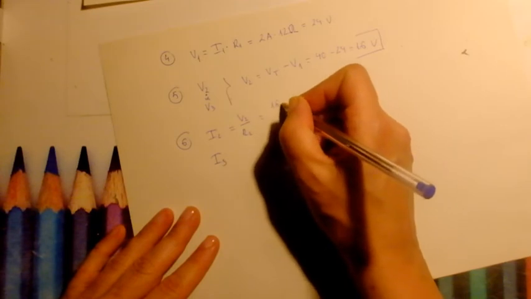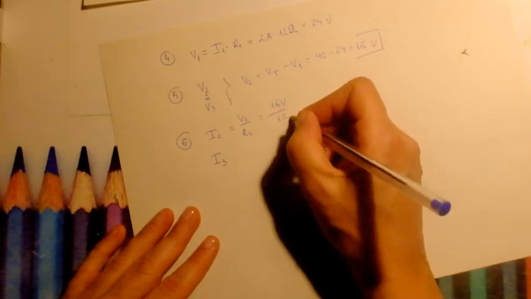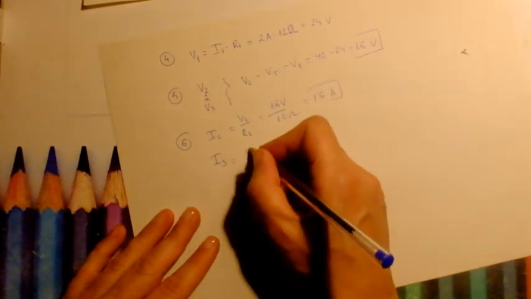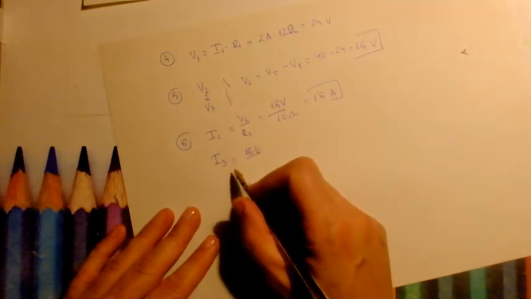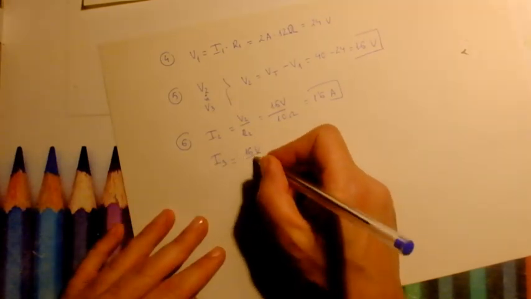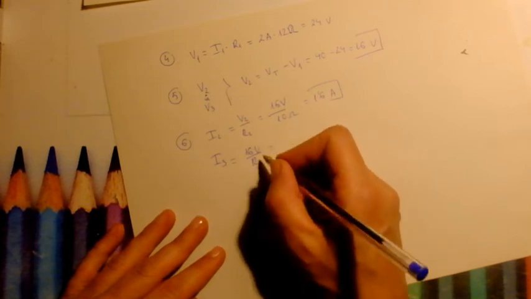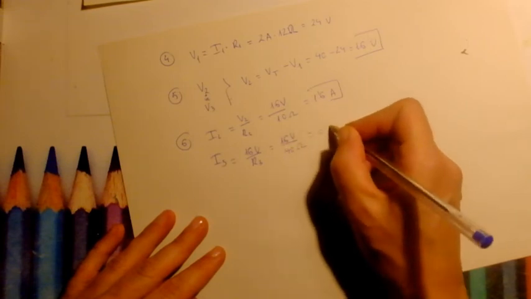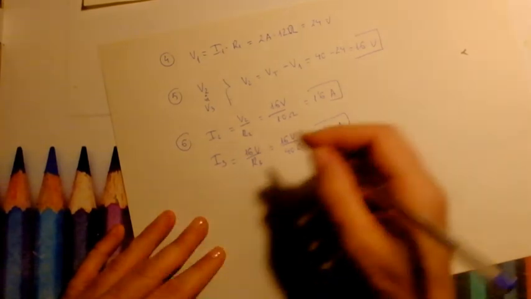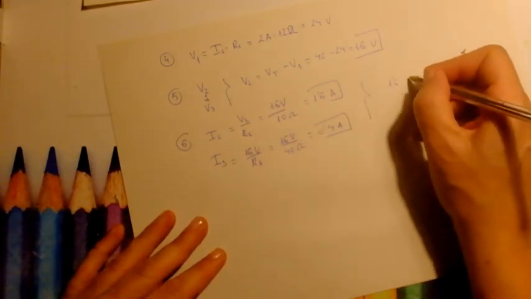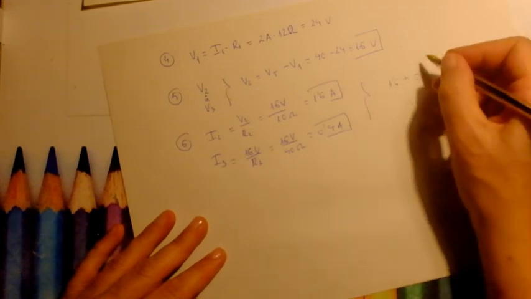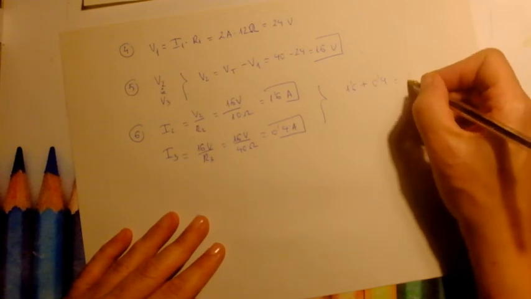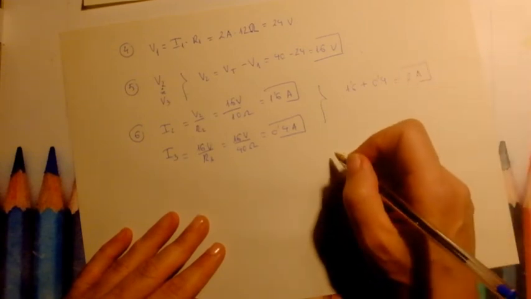We only need to calculate currents, and currents are voltage over resistance. So again, 16 volts, the same voltage, because R2 and R3 are connected in parallel. And we can check both currents and calculate the total current, 2 amps. So we did it right.